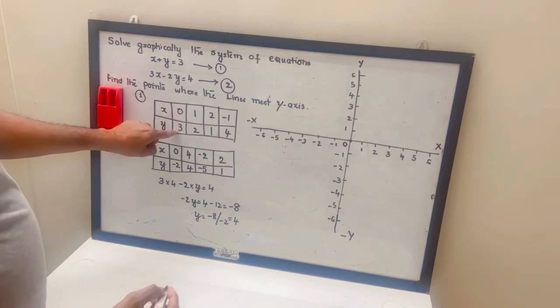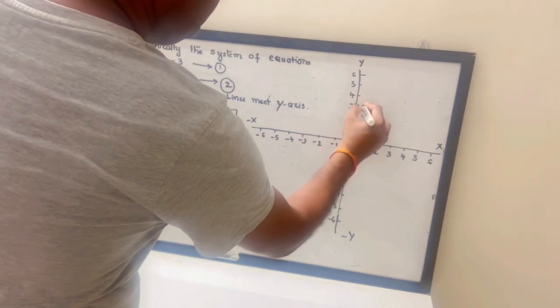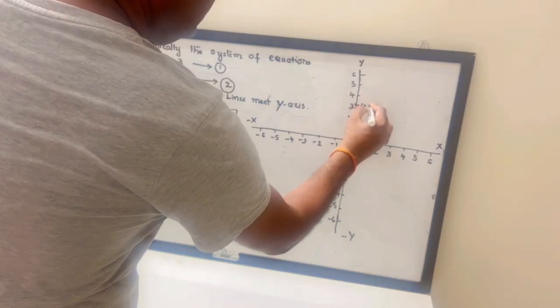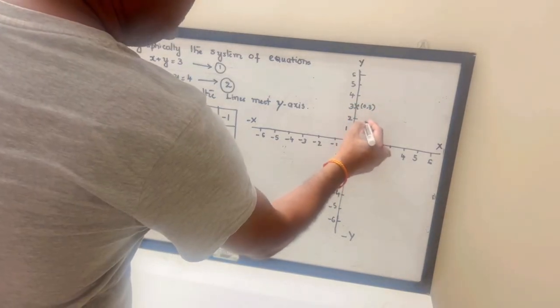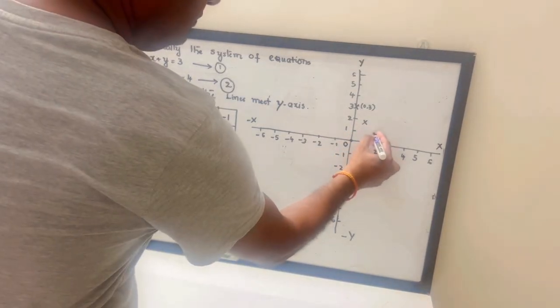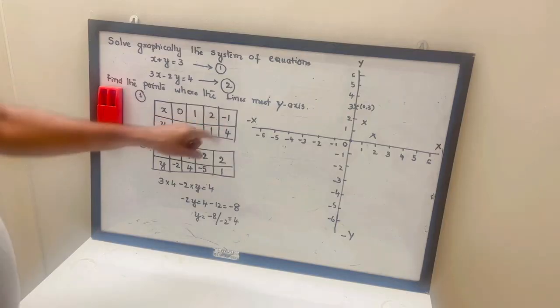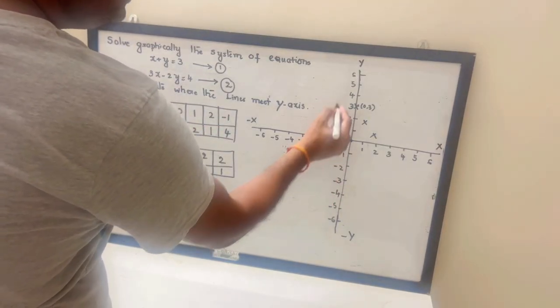Now for x value of 0, I'm plotting the first point. 0, y value is 3. So this will be 3. This is 0, 3. I'm just writing it for this particular point. Then for x equal to 1, y is equal to 2. So this is another point. And 2, y is 1. Right? X equal to minus 1, what is the value of y? It is 4. So somewhere around here.